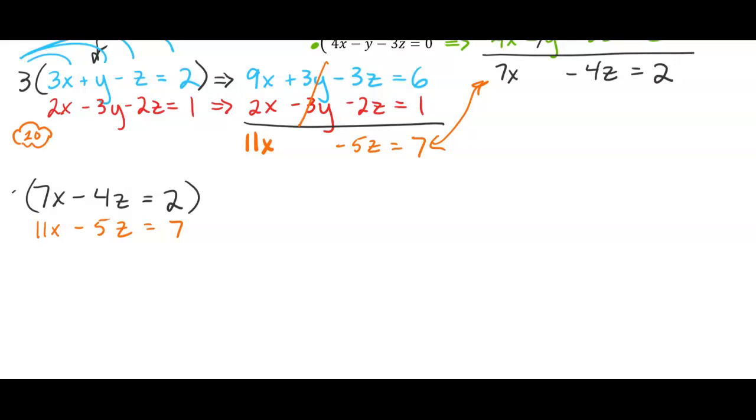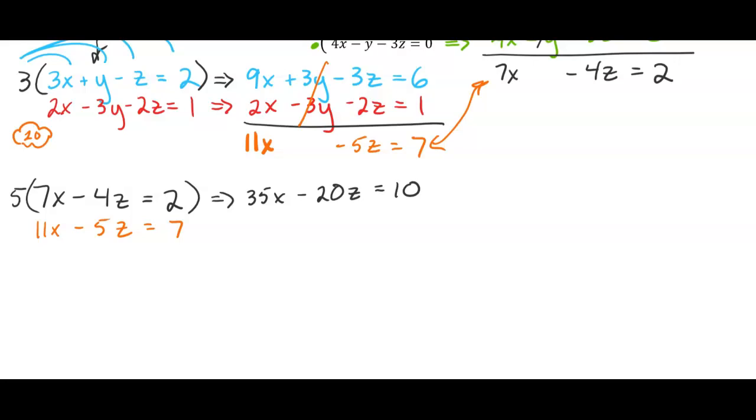So the top equation, I'm going to multiply that one by, I'll just make it a 5. Okay. And then I'm going to get, I'll write it over here, 35x minus 20z equals 10. Okay. I think I did my multiplying right.